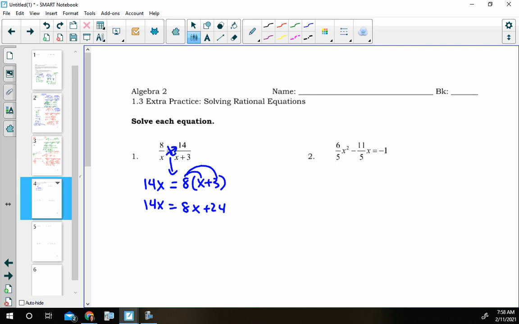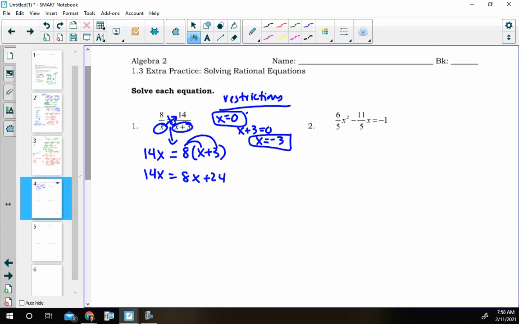I'm going to go ahead and do my restrictions here before I forget. So anytime I see an x in the denominator, I set it equal to 0. So there's that one. I'm also going to do this one. So when I solve it, I get -3. So those are my two restrictions.